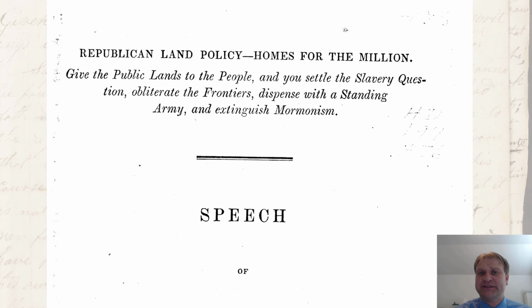This gives you an idea of just how far the Republican Party went with this. Many of you have heard of the Homestead Act. The Homestead Act was designed to give land away in the West and had lots of reasons that it was being proposed, but here's an example of one of them. One of the sponsors of the bill, Representative Stephen Foster from Maine, you can read from the title of the speech, "The Republican Land Policy, Homes for the Million. Give the public lands to the people and you settle the slavery question. Obliterate the frontiers, dispense with the standing army, and extinguish Mormonism."